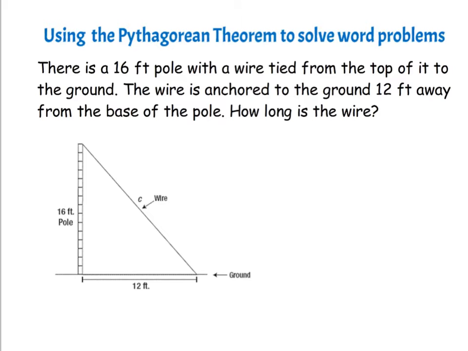So this is giving me the picture. I see I have a pole that's vertical. The wire, it says, extends from the top of the pole down to the ground. Where it ends is 12 feet away from the base of the pole. The base of the pole is right here where it starts on the ground. I want to know how long the wire is. So I do have a right triangle. I'm missing a side, so I can use the Pythagorean theorem.